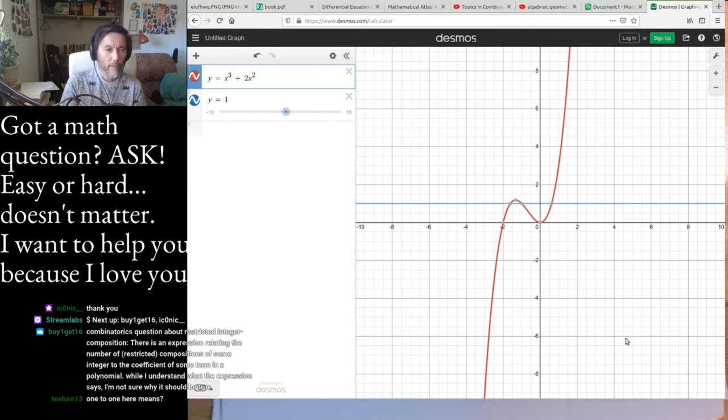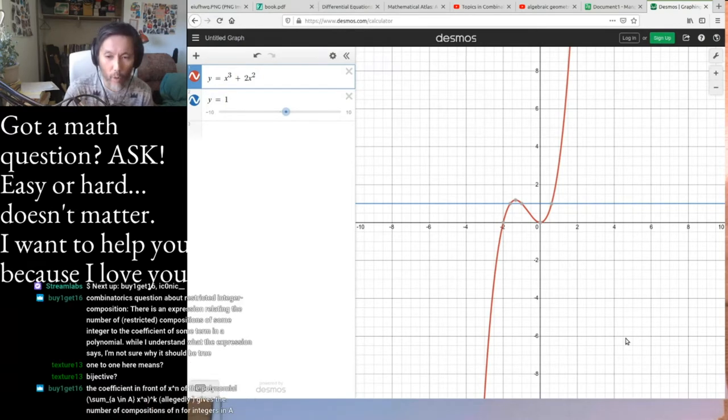One to one means that. No, it doesn't mean bijective. One to one means injective, if you know the lingo. By one-to-oneness, I mean injective.